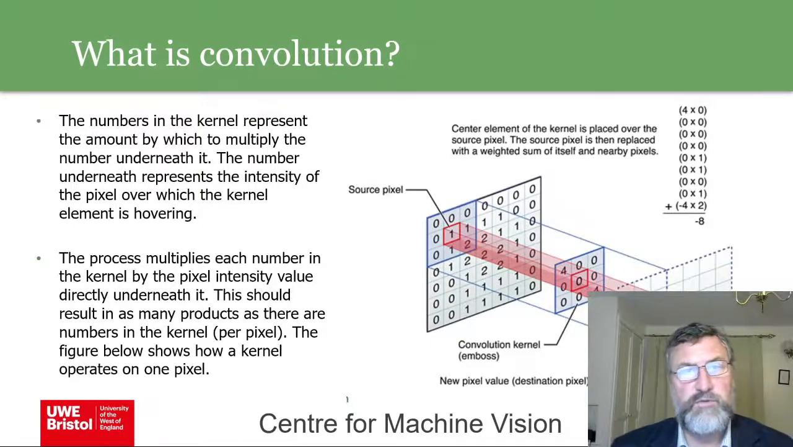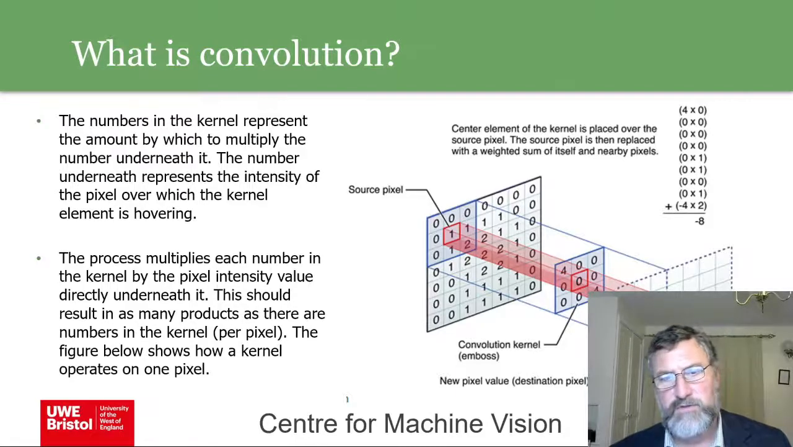So this is the way the convolution works. The numbers in the kernel represent the amount by which to multiply the number underneath it. The number underneath it represents the intensity of the pixel over which the kernel is hovering. The process multiplies each number in the kernel by the pixel intensity value directly underneath it, resulting in as many products as there are numbers in the kernel. The figure here shows how it's working.